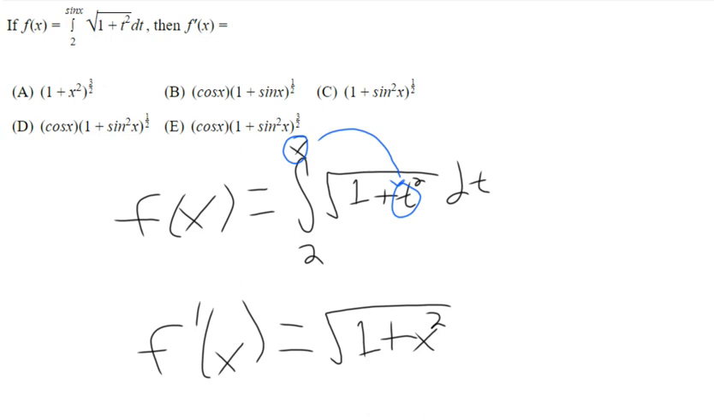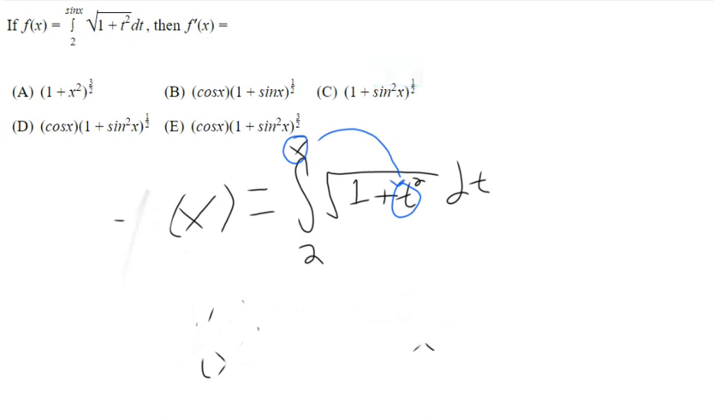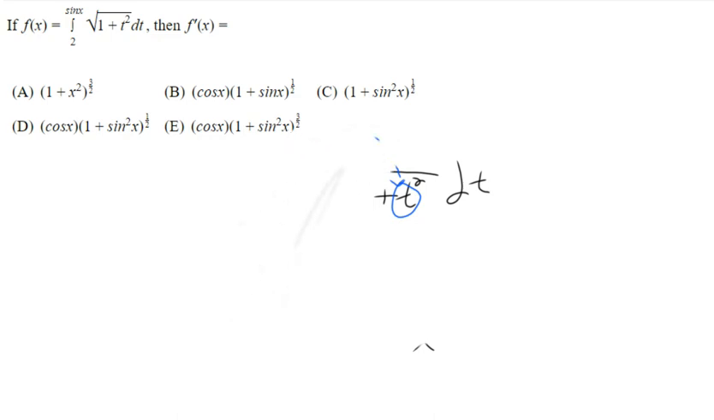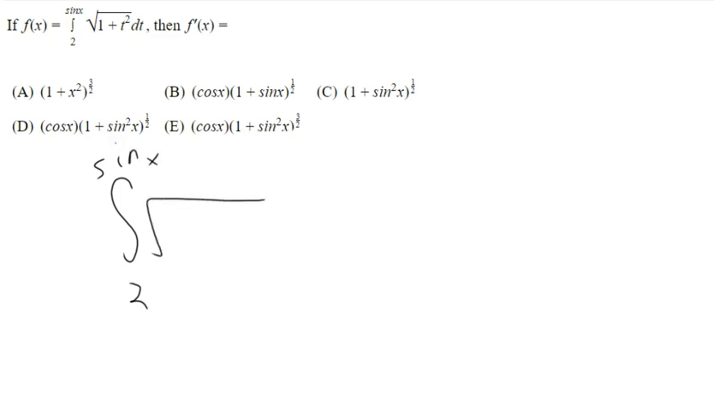However, we're dealing with sine of x. Now, it's not much harder because we can still do the same thing with sine of x. We just have to remember to use the chain rule. So we're looking at the integral from 2 to the sine of x of square root of 1 plus t squared dt. And this is our f of x.